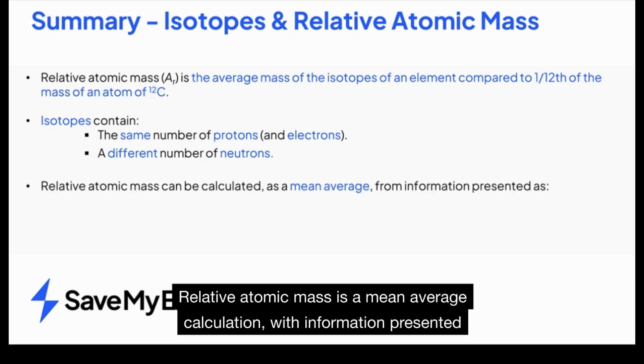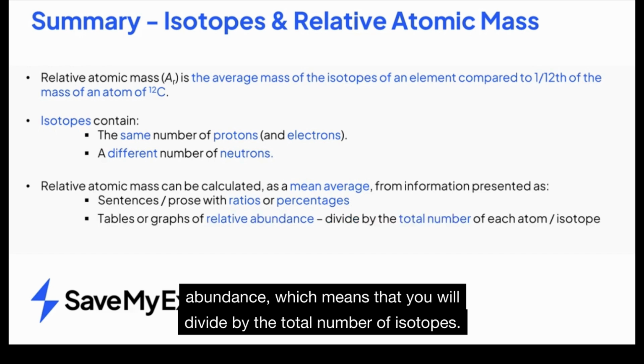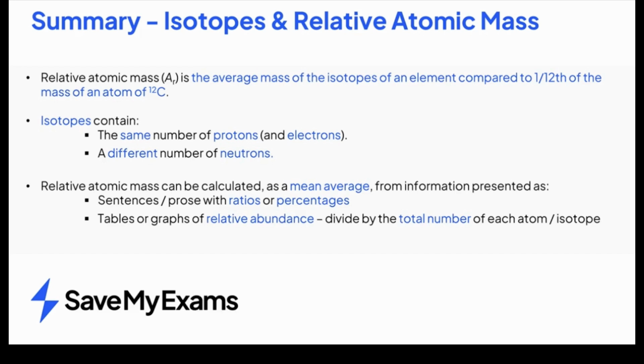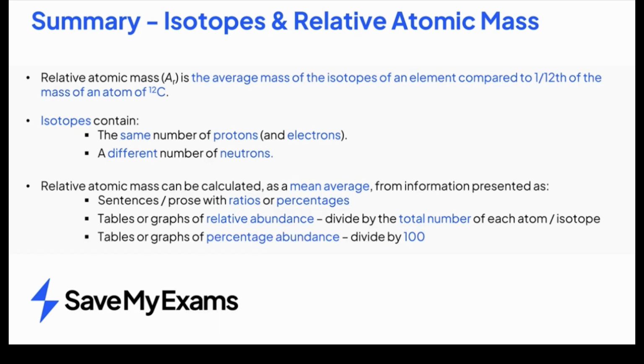Relative atomic mass is a mean average calculation with information presented as ratios or percentages written in sentences, tables or graphs of relative abundance, which means that you will divide by the total number of isotopes. And finally, tables or graphs of percentage abundance, which means that you will divide by 100.